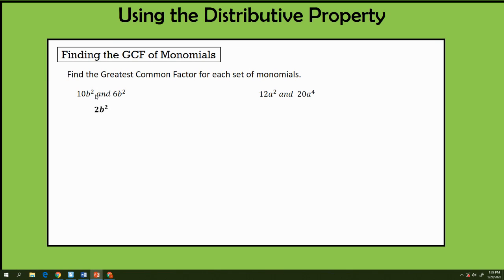2b squared is the greatest number that can be taken out of these two. Okay, let's move over to the next one here. So I got 12a squared and 20a to the fourth. So start with the number part.